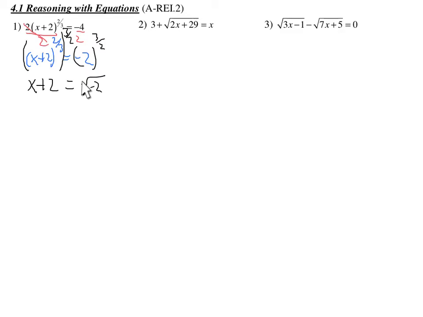I could put a 2 there, but I don't need to. But where's that 3 going to go? Inside and cube the negative 2. So we are going to cube this negative 2. So far, that's my answer.